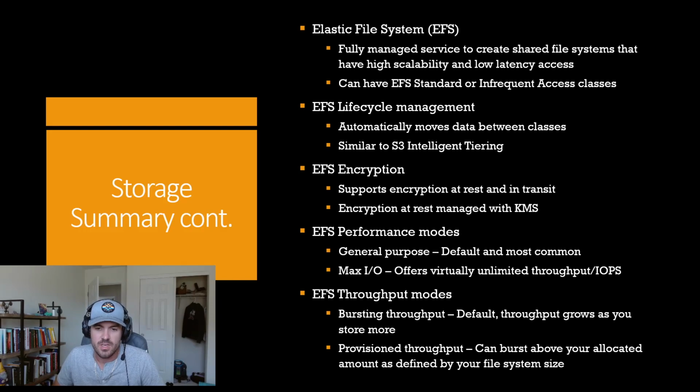Okay. EFS throughput modes. You have bursting throughput, which again is the default, and basically the throughput is just going to grow as you store more in your file system. But you also have provisioned throughput, which allows you to burst above your allocated amount as defined by your file system size. So if you know you're going to have a high level of throughput on your file system, you're probably going to want to do provisioned throughput.